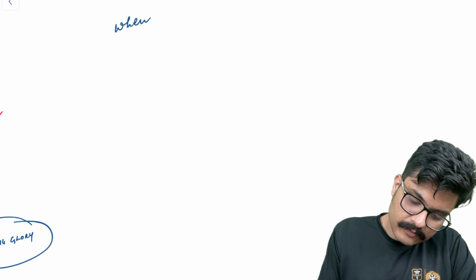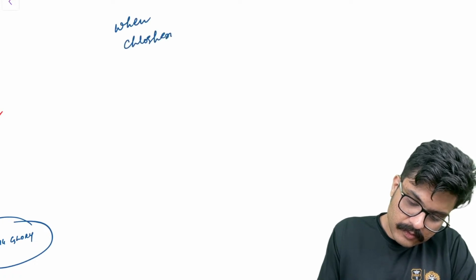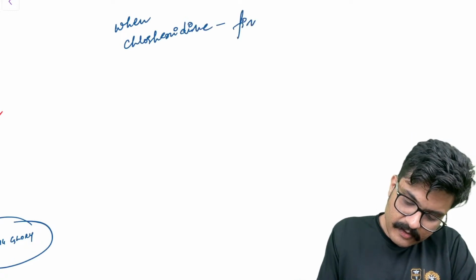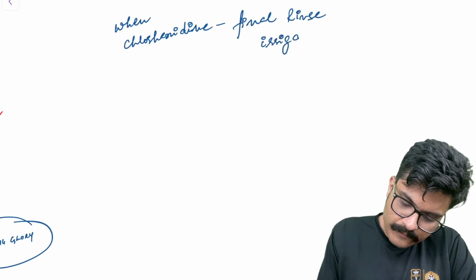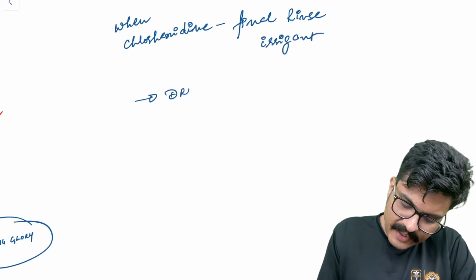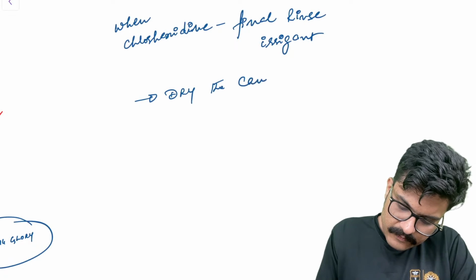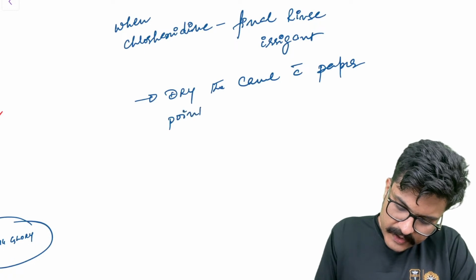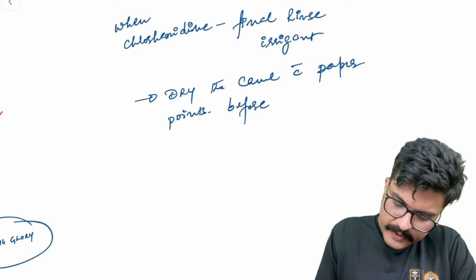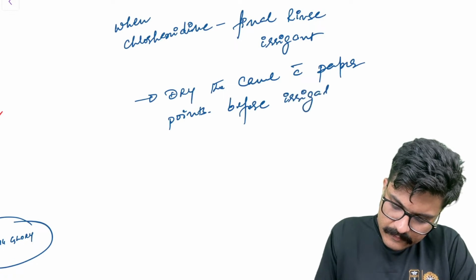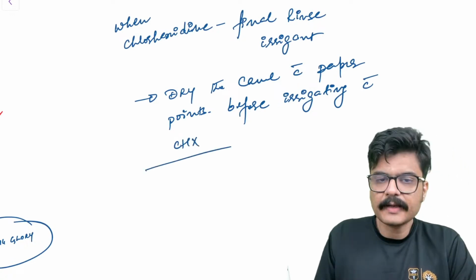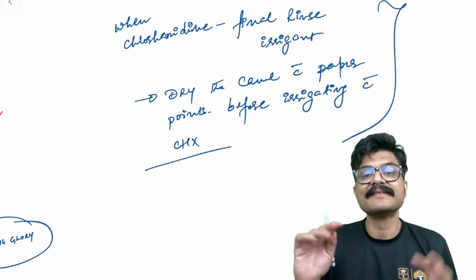When chlorhexidine is decided to be used as a final rinse irrigant, then dry the canal with paper points before irrigating with chlorhexidine. Is that fine, guys?